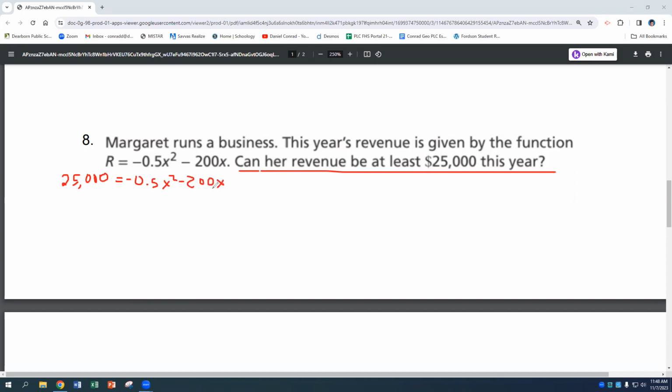In order to find the discriminant or use the quadratic formula, the equation needs to be equal to 0. So I need to subtract 25,000 from both sides. So we're going to end up with 0 equals negative 0.5x squared minus 200x minus 25,000.